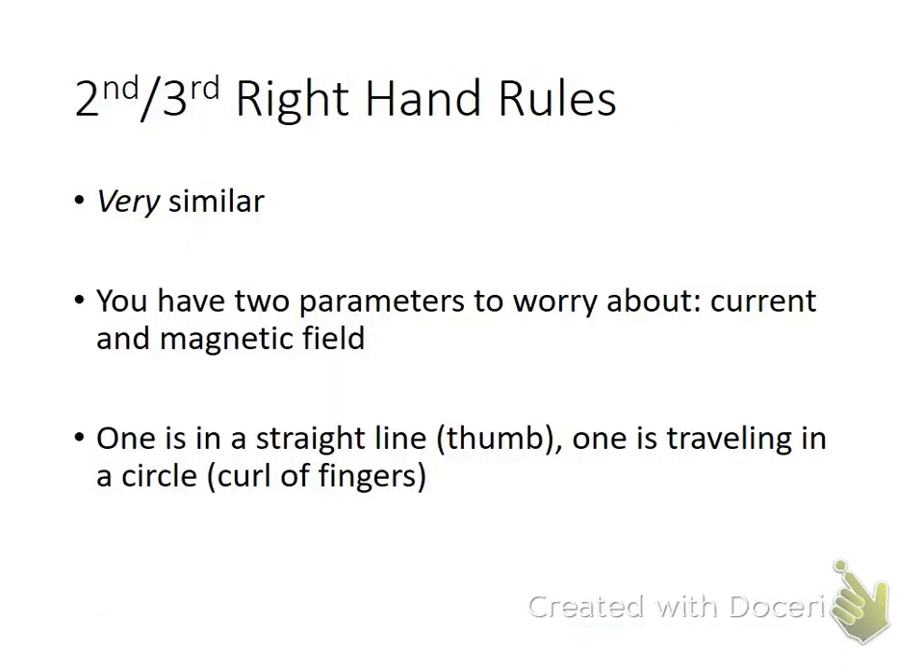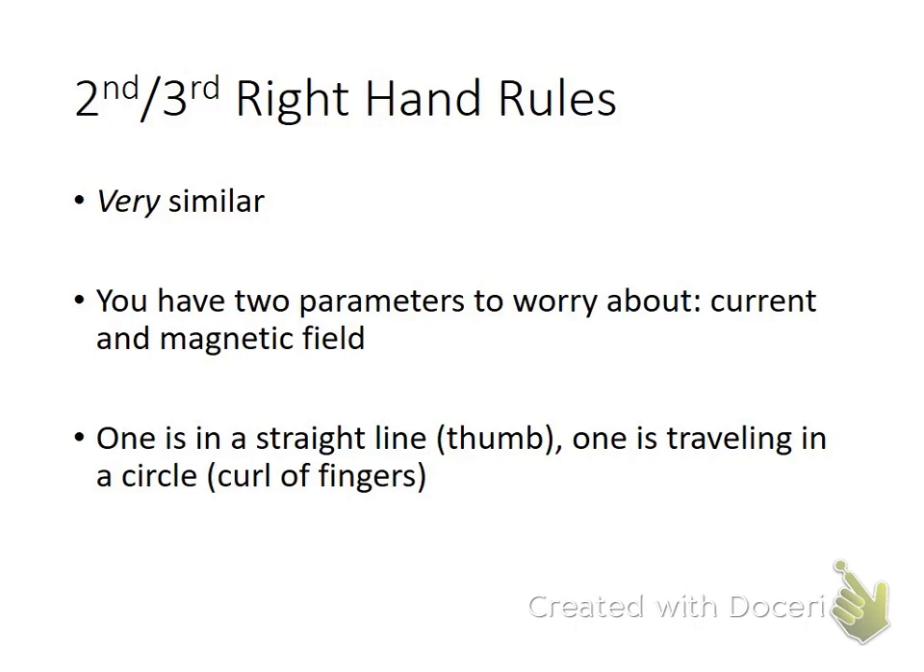Notice that the second and third right-hand rules are ridiculously similar. You'll only use the second and third right-hand rules when you have a wire creating a magnetic field. When that happens, one of them will be in a straight line, one will be in a circular loop. Whatever's in the circular loop gets the curl of your fingers, whatever is in a straight line gets your thumb. So in terms of right-hand rules, all you have to worry about are vector cross products.